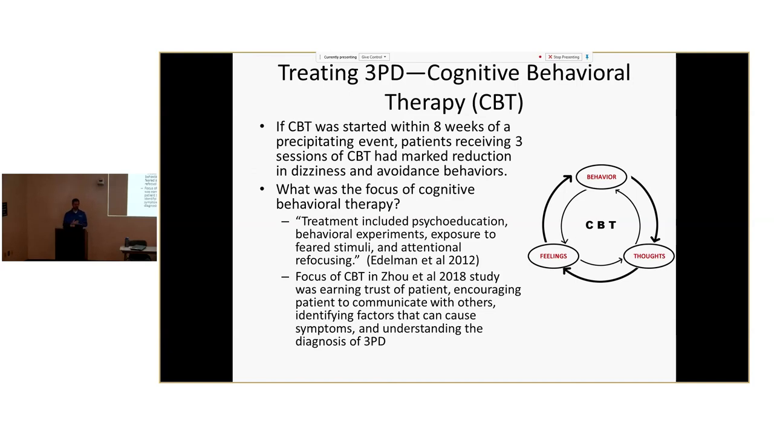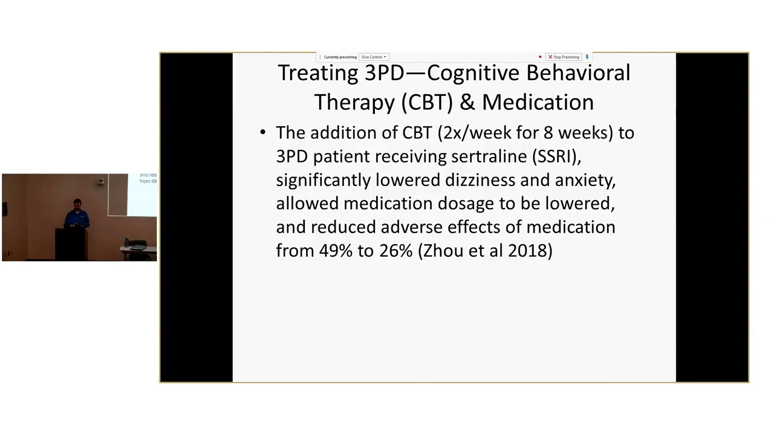So what is cognitive behavioral therapy in these two different studies? Again, I think it can vary, but they're looking at exposure to the stimuli, changing attention, identifying factors, and also understanding what 3PD is and that it's really not a structural issue, something that should get better with some treatment. There is some evidence for combining medication and cognitive behavioral therapy. Cognitive behavioral therapy, in addition to the medication, lowers the doses that you need for the medication, which is important, and it also had better effects.